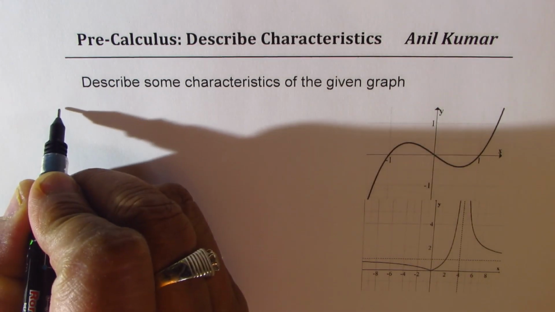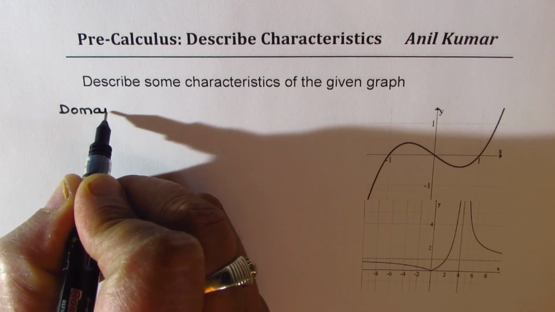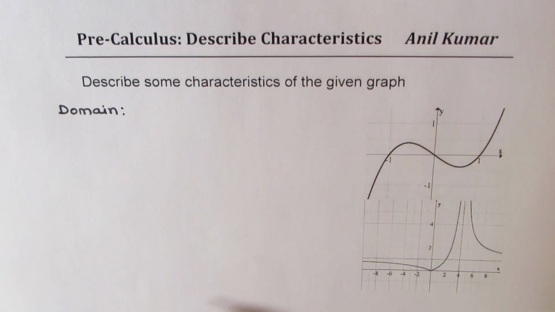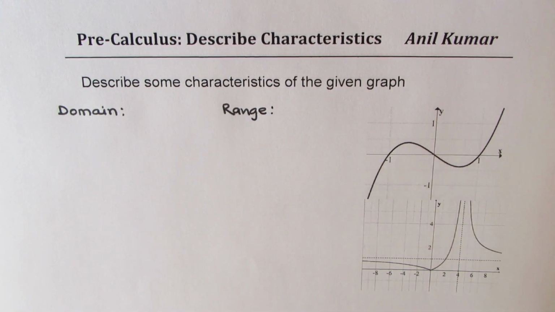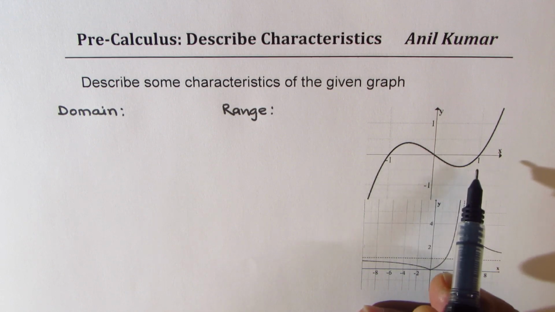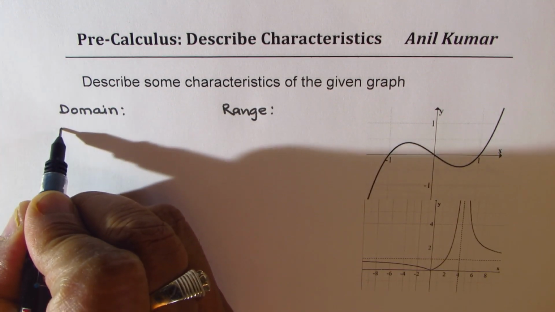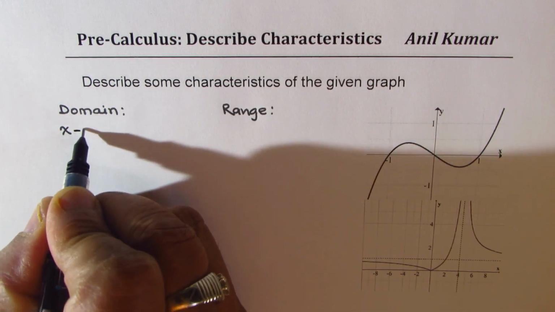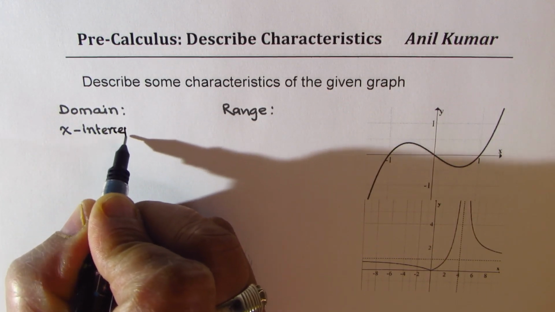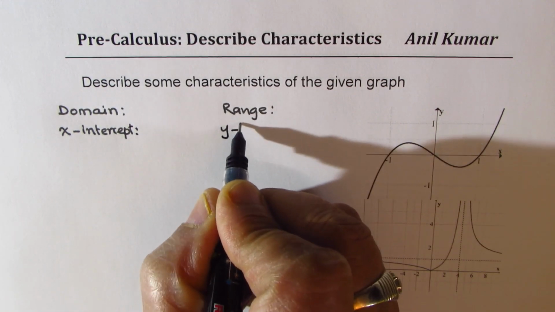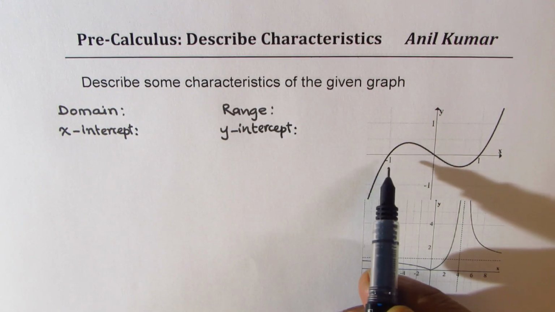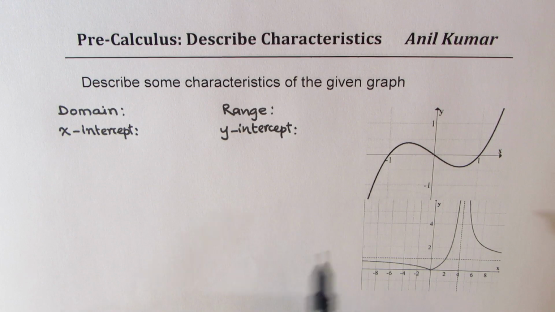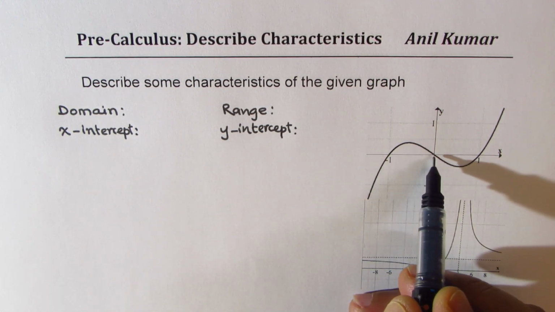We should begin with things like domain and range for any particular function, right? So let me write them down. So we should know what the domain is and what the range is for any given function, especially when we are given a graph. Now, once we know domain and range, we can get into characteristics like what you can read straight away. So you could read x-intercept. You could also read y-intercept. X-intercept is a point where the graph crosses x-axis. Y-intercept is a point where it crosses the y-axis.